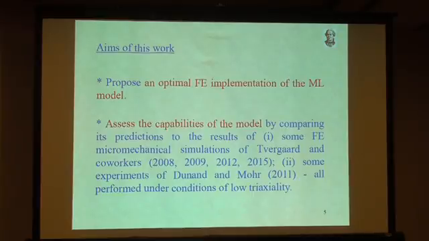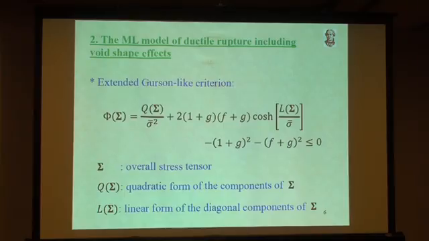So what are the aims of this work? It is first to propose a supposedly optimal finite element implementation of this model, and second to assess the capabilities of this model by comparing its predictions to the results, first of some finite element micromechanical simulations of Kjærgaard and co-workers, and also to some experiments. And all of these micromechanical simulations and experiments were performed under various conditions, but were mainly interested in conditions of low triaxiality when void shape effects are important.